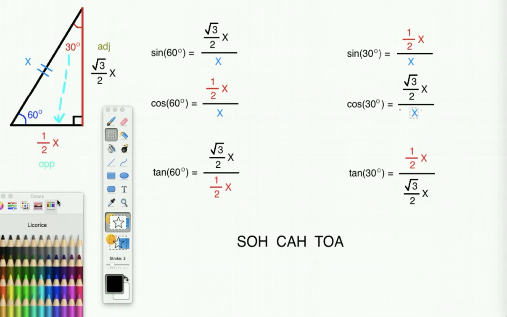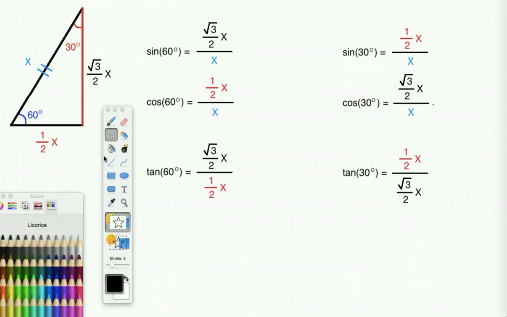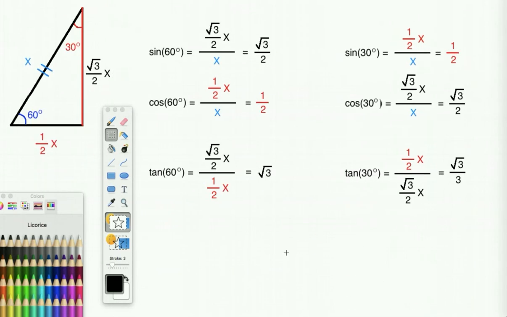So there you go. There is your value for sine, cosine, and tangent of 60 degrees, right here. Sine, cosine, and tangent of 30 degrees. Now these look very, very messy, so we're going to simplify them. Here it is, just a little slightly less messy, and now we're going to simplify these.